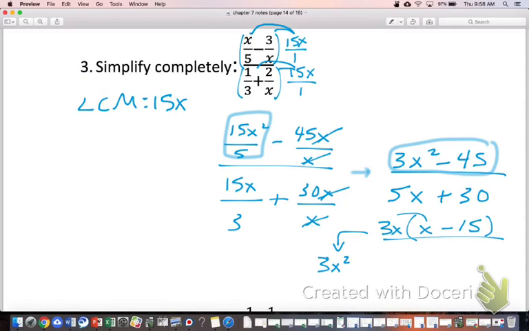Yep. But what about this? What's 3x times minus 15? Negative 45x. And that does not match. Okay. Did you see how the 45 did not have an x to begin with? Yeah. So in order to factor out an x, like you're suggesting, all the terms in the numerator have to have an x. And they don't, so you can't.